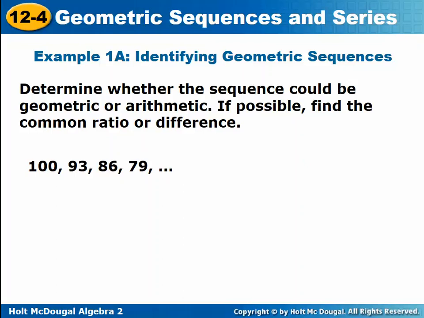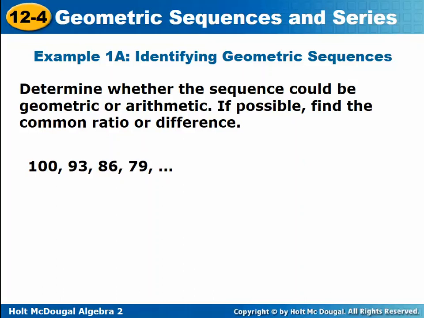So here's an example where we're just going to identify, and since we've already learned about arithmetic sequences, the question will be, decide whether or not this could be geometric or arithmetic, or maybe it's neither. It could be one of those three things. And if it is arithmetic, find the common difference. If it's geometric, find the common ratio.